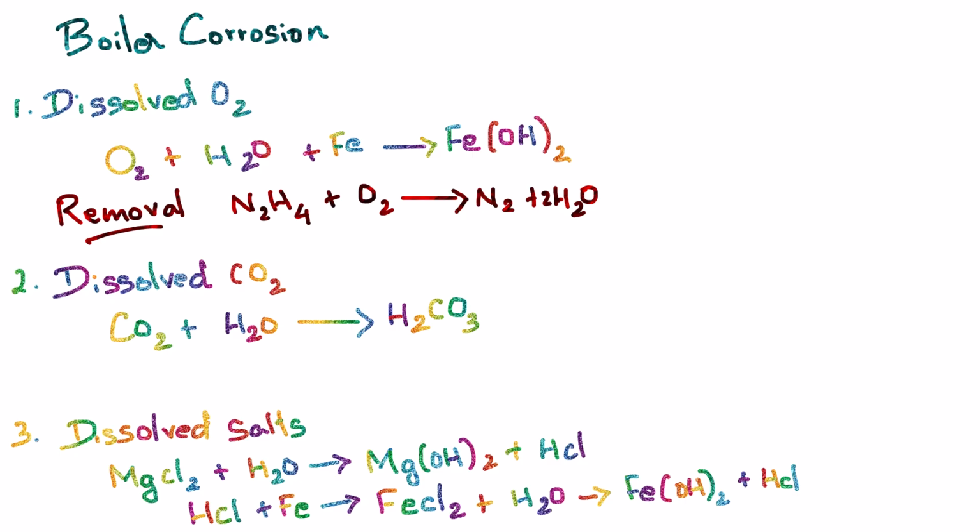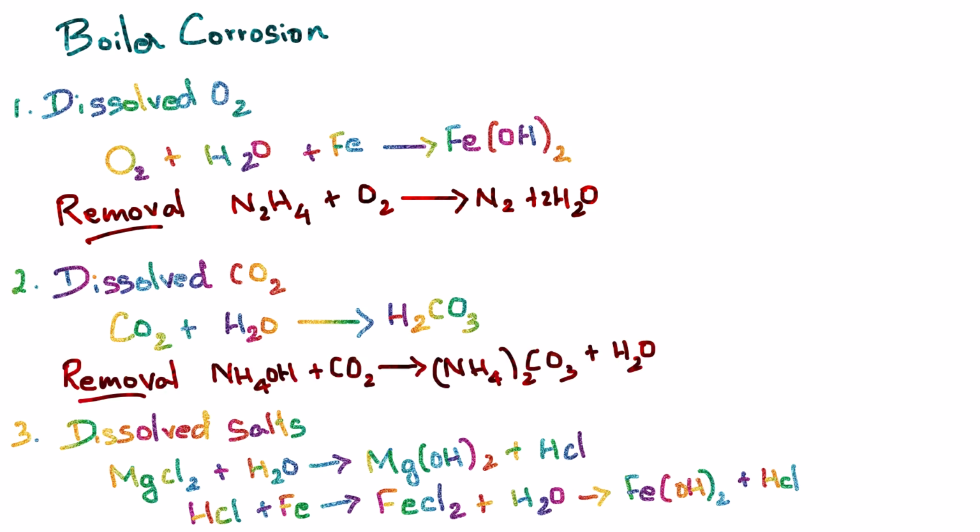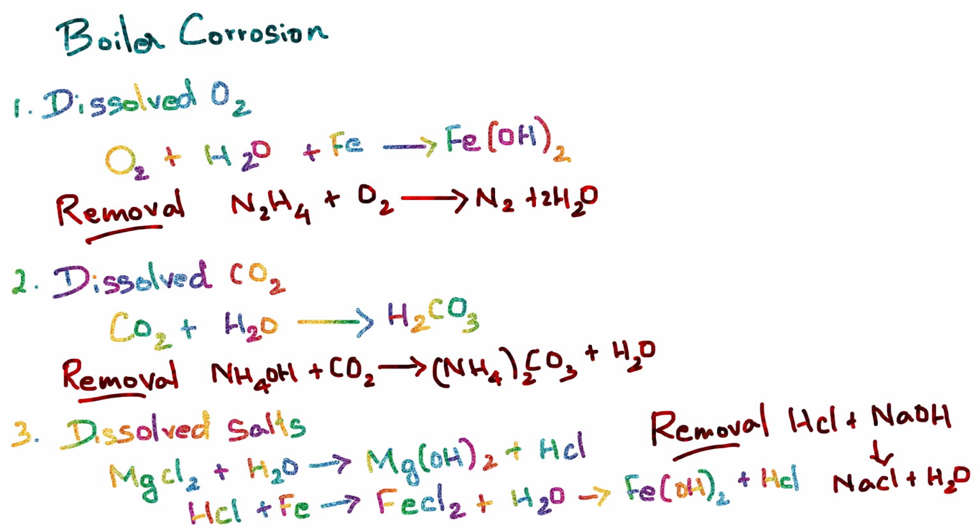We can remove the dissolved oxygen by adding certain chemicals. When we add hydrazine, it reacts with oxygen and forms nitrogen and water. Removal of carbon dioxide by using ammonium hydroxide: ammonium hydroxide with carbon dioxide forms ammonium carbonate and water. Here oxygen and carbon dioxide are converted into some compound. Removal of acids by adding some base: HCl with sodium hydroxide gives sodium chloride and water.